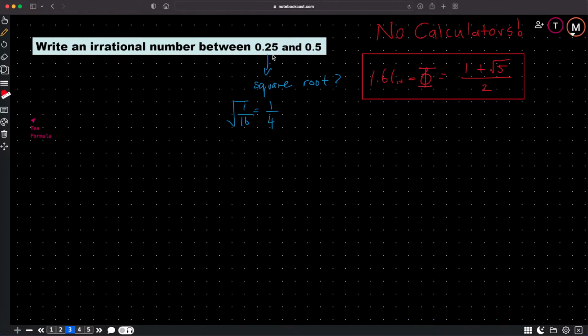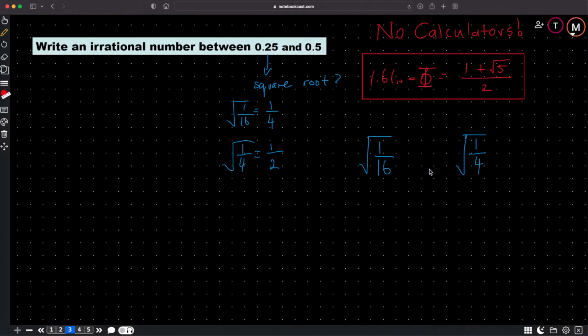So 0.25 is the square root of 1 over 16. What about 0.5? We want a square root equal to a half. Well, using a similar process, that's 1 over 4. The square root of 1 over 4 is equal to a half. Okay, so can we identify a number between these two square roots that is irrational?